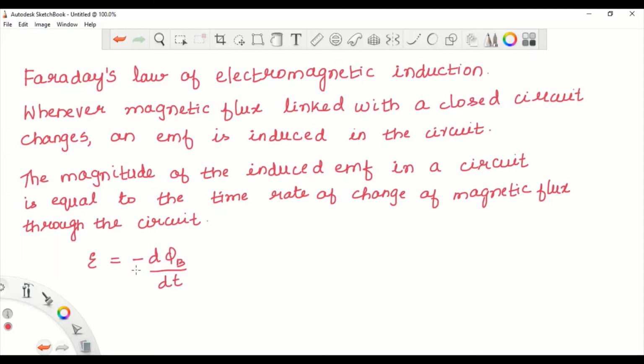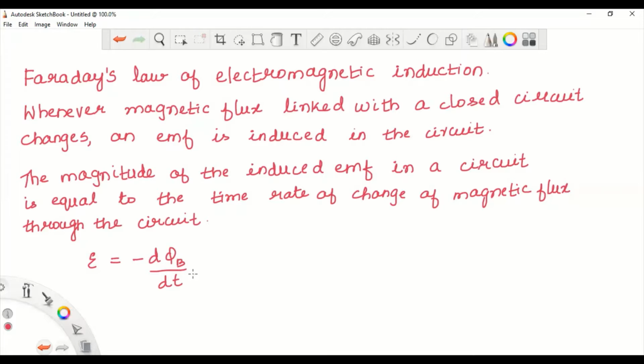What is the significance of this negative sign? The negative sign indicates the direction of the induced EMF and hence the direction of current in a closed loop. Okay, so the negative sign indicates the direction of the induced EMF and hence the direction of induced current.